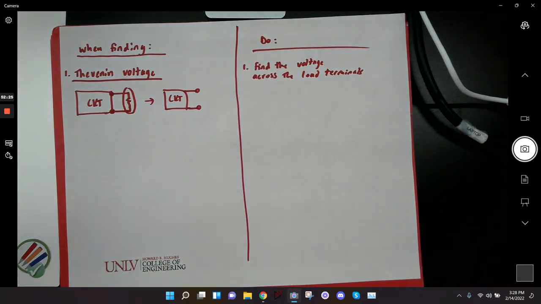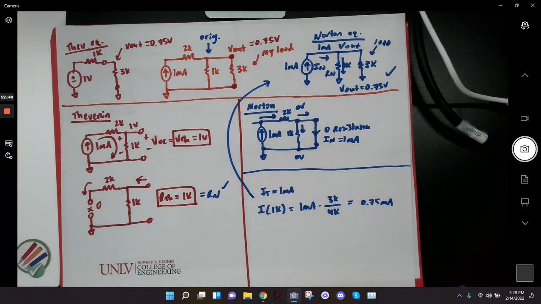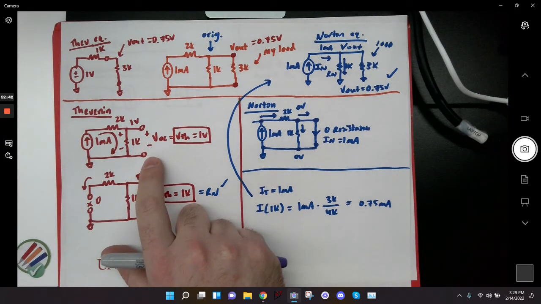I was just wondering, can't you just find the voltage drop across the resistor? Hold on, what do you mean? So if we're finding our Thevenin voltage, we're finding the voltage across the load terminals as though we just removed the resistor, right? But if the load resistor is connected to ground, and we're lucky enough to have that happen, then the voltage drop across the resistor will just be what we're looking for.